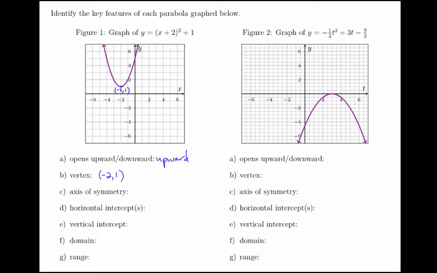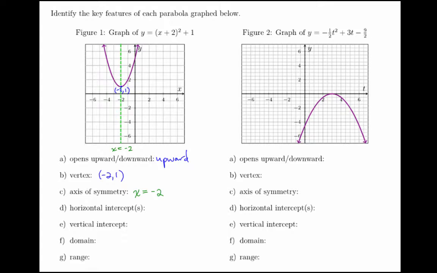The axis of symmetry is then the line that passes through that vertex. So we can draw this line, and I'll draw it as a dashed line. And this is a vertical line, so we can define it with the equation x equals -2. So that axis of symmetry is then the line x equals -2.